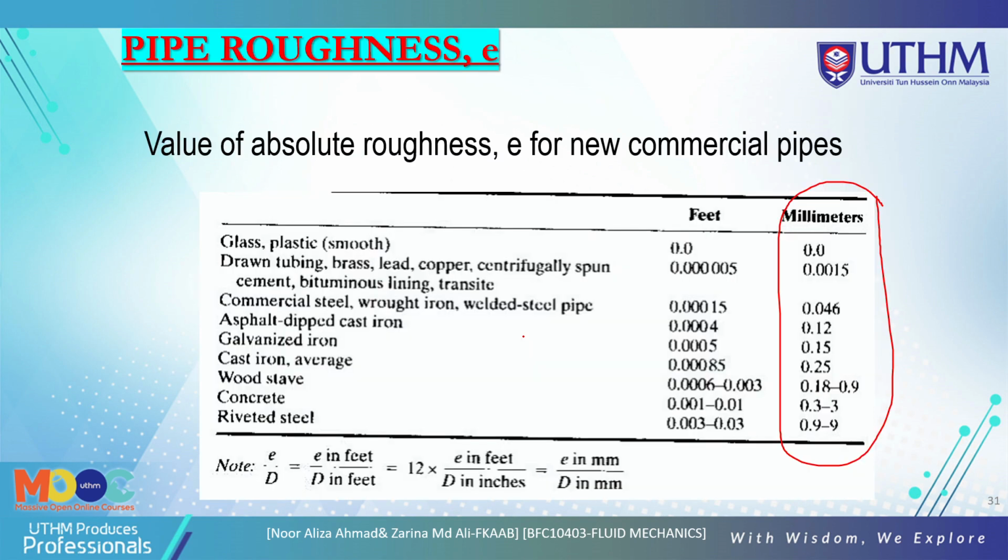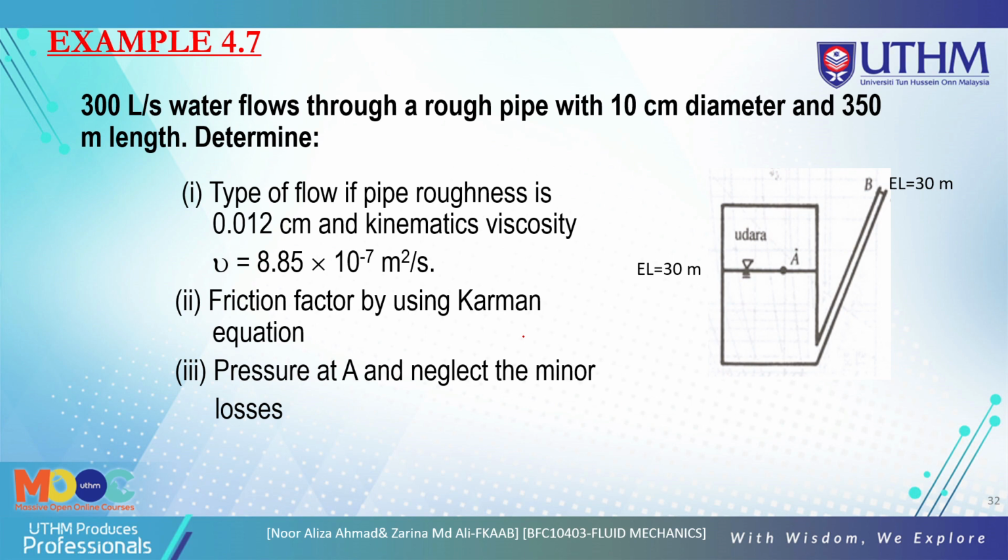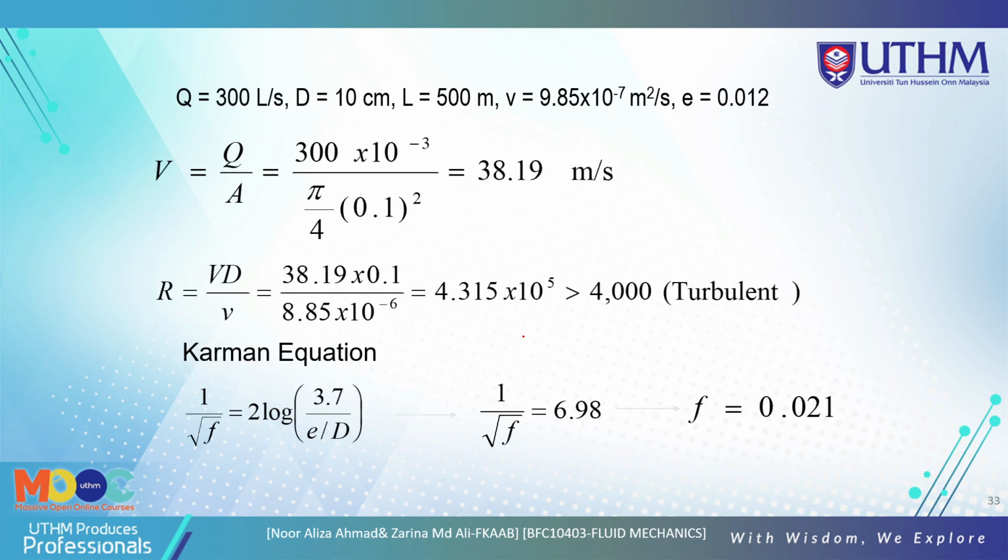Okay, E is based on the rough pipe here. You can find the type of flow from the rough pipe, the friction factor by using the Karman equation, and the pressure at A. First you must find the velocity. You get the velocity value here, and using the rough pipe, we get E is 0.012.